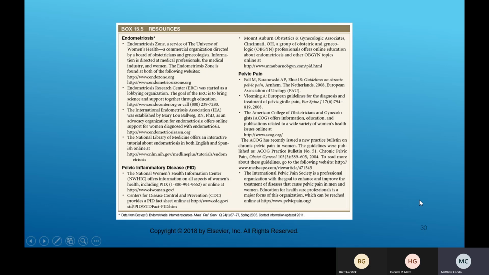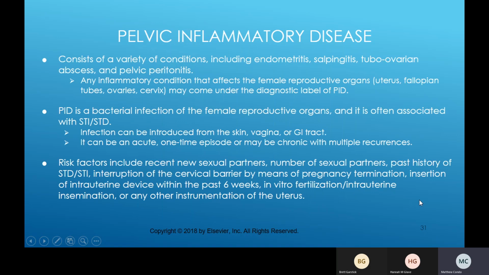All right, guys, let's plow through the rest of this and get you guys off to MSK and then your weekend. All right, so pelvic inflammatory disease is a big umbrella term. This is going to envelop things like endometriosis, tubo-ovarian abscess, pelvic peritonitis.